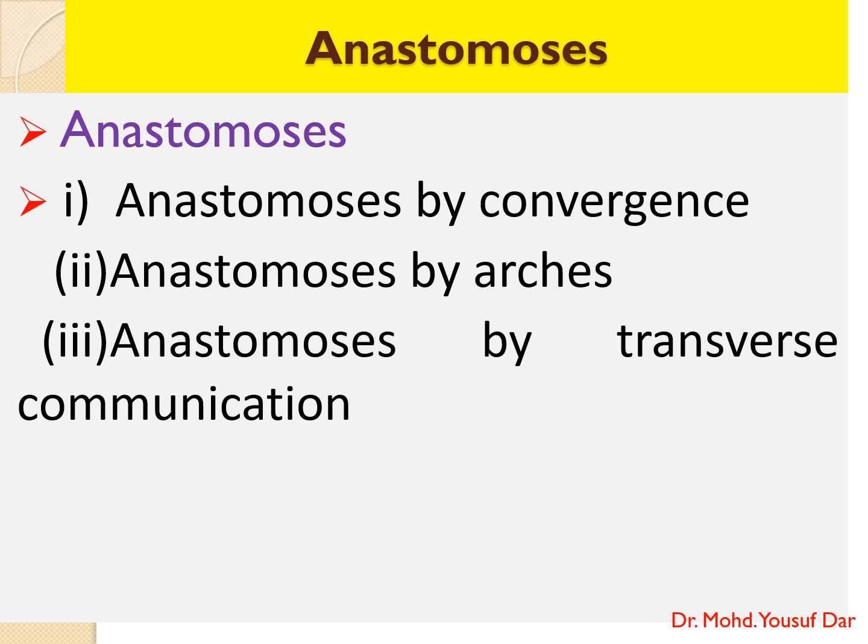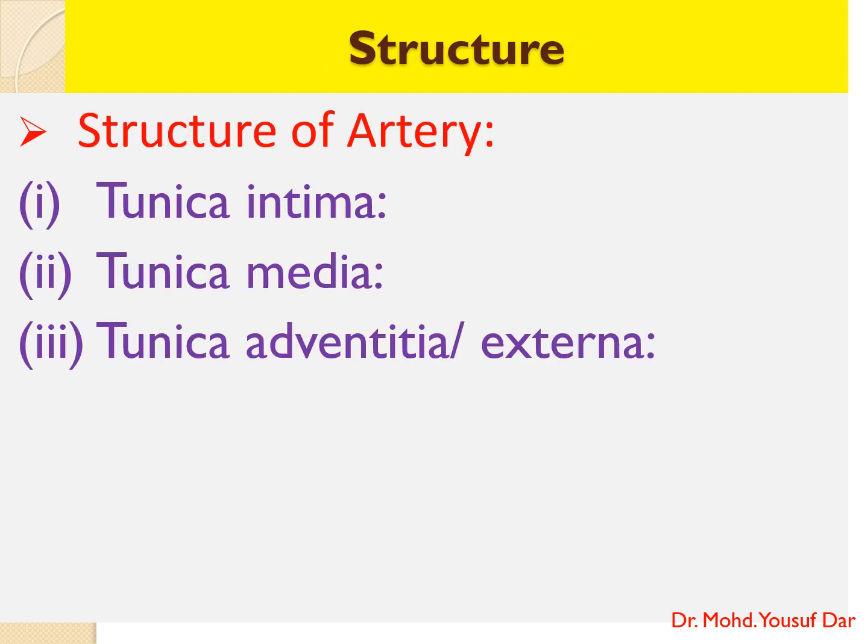Anastomosis by convergence: when two blood vessels converge and unite with each other at the point of their termination, it is called anastomosis by convergence. Anastomosis by arches: when two blood vessels are directed towards each other and unite to form a single curved tube, it is known as anastomosis by arches. Anastomosis by transverse communication: when a transverse branch connects two adjacent parallel arteries, it is called anastomosis by transverse communication.